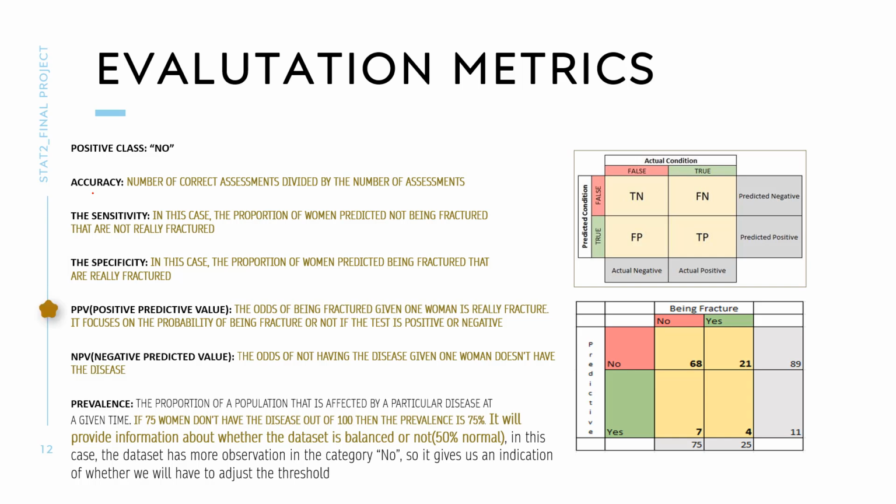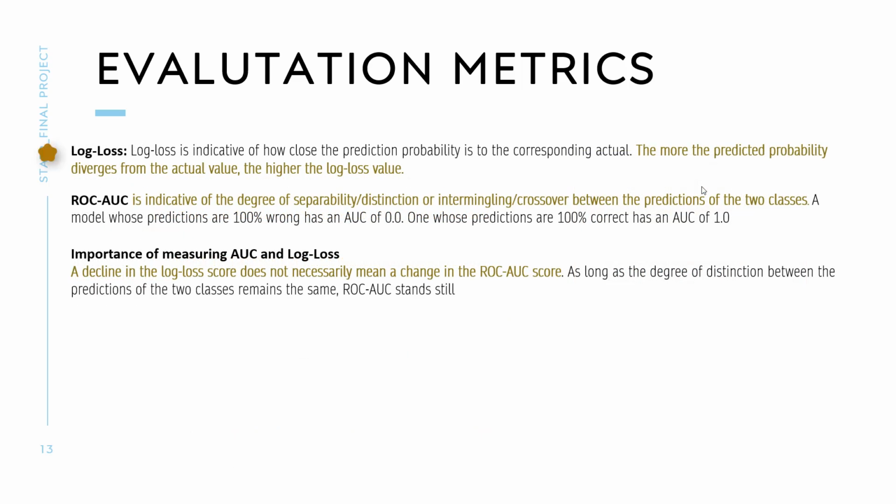Okay, let's move on. PPV, positive predictive value. It would be the odds of being fractured given one woman is really fractured. It mainly focuses on the probability of being fractured or not if the test is positive or negative. NPV is the opposite. It would be the odds of not having the disease given one woman doesn't have the disease. And finally, prevalence. Prevalence would be the proportion of the population that is affected by a particular disease at a given time. For example, if 75 women don't have the disease out of 100, then the prevalence would be 75. Moving forward, log loss is indicative of how close the prediction probability is to the corresponding actual value.